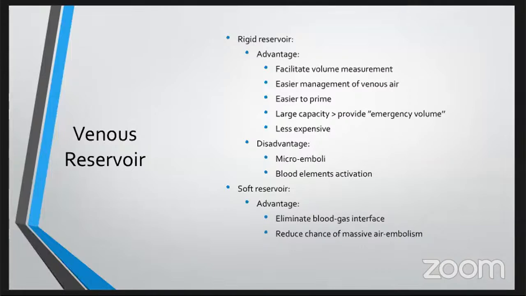Moving to the venous reservoir, mainly we have two types, the rigid one and the soft one. The rigid reservoir, sometimes called the open reservoir, has advantages over the other one: it facilitates volume measurement, it's easier to manage venous air and easier to prime, and it has a large capacity. We can provide emergency volume, and it's less expensive. The disadvantages compared to the soft reservoir are the risk of microemboli formation and blood elements activation.